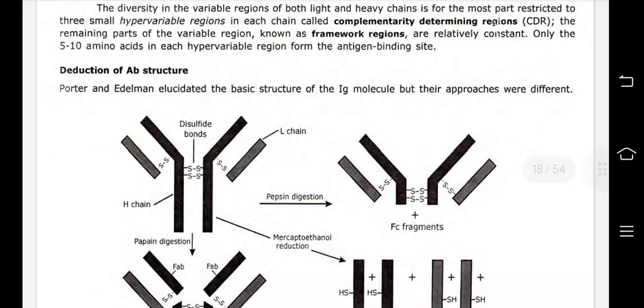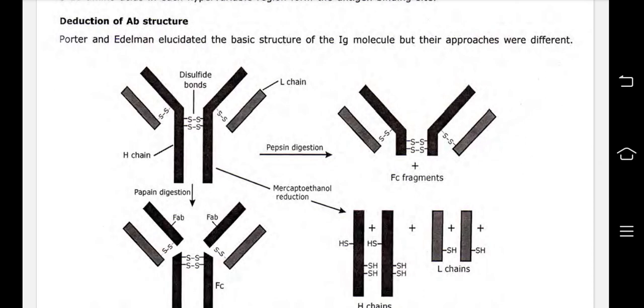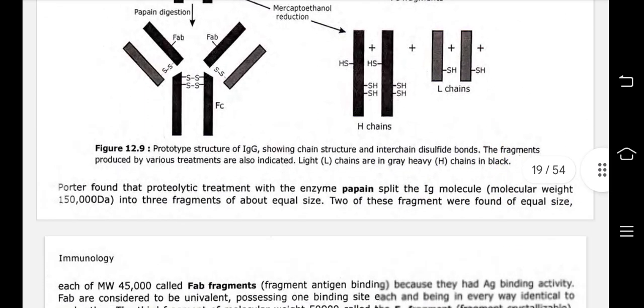Now, the reduction of antibody structure: Porter and Edelman elucidated the basic structure of the Ig molecule, but their approaches were different. Here we could see a picture which shows disulfide bonds, L chain, H chain, pepsin digestion, Fc fragments, papain digestion, then mercaptoethanol reduction. So, this is the prototype structure of IgG showing chain structure and inter-chain disulfide bonds. The fragments produced by various treatments are also indicated. Light chains are in grey, heavy chains in black.